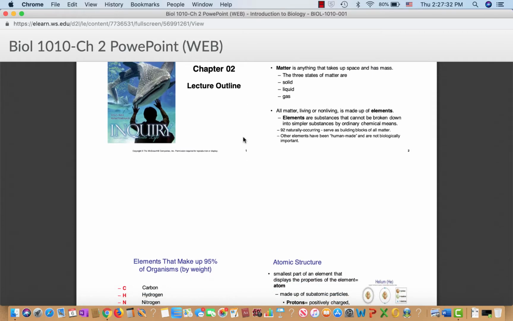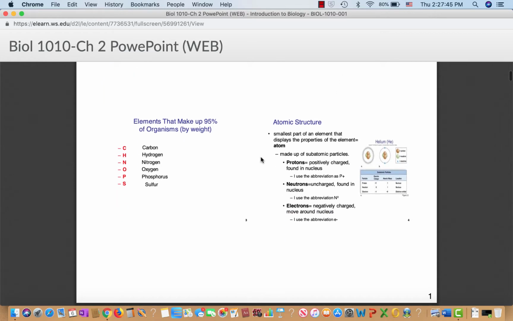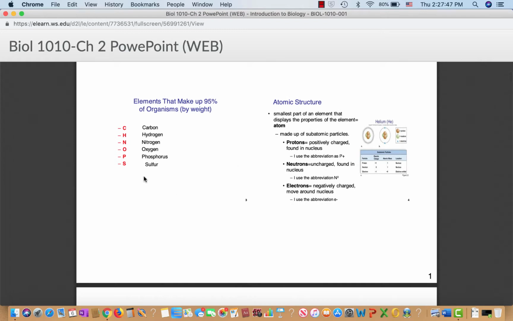All matter, living or non-living, is made up of elements, and that's a substance that cannot be broken down into simpler substances by ordinary chemical means. Review the periodic table of elements if you're curious about examples. But for our purposes, the main elements we're worried about are carbon, hydrogen, nitrogen, oxygen, phosphorus, and sulfur. These make up the majority of organisms by weight.